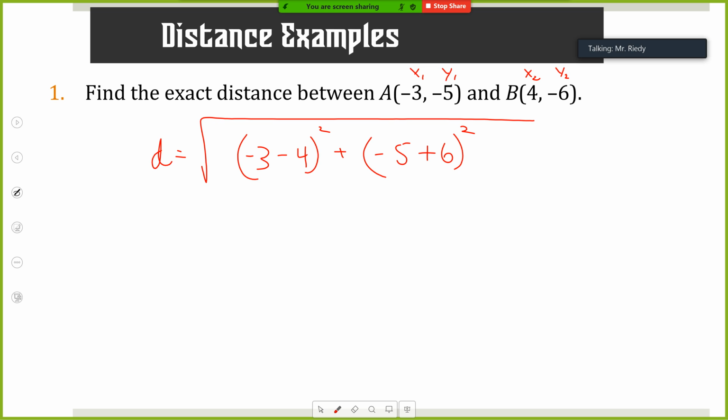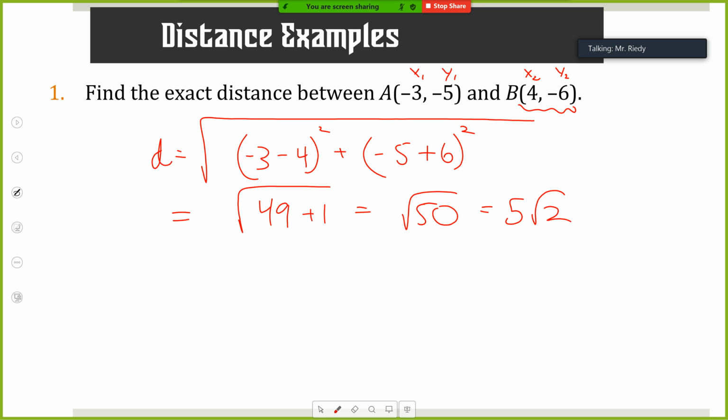Everybody good at home with that? Now, some of you may have chosen to do it the other way around. You may have called this x1, y1, and the other one x2, y2. It doesn't matter. You'll get the same answer. -3 minus 4 is -7 squared is 49. -5 plus 6 is 1 squared is 1. Which is equal to the square root of 50, which by now, with all our vast skills in radical reduction, we would know that that's 5 square roots of 2.